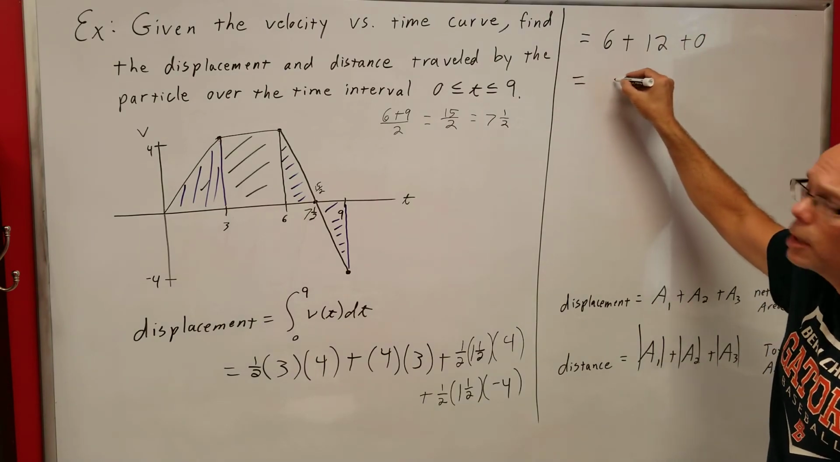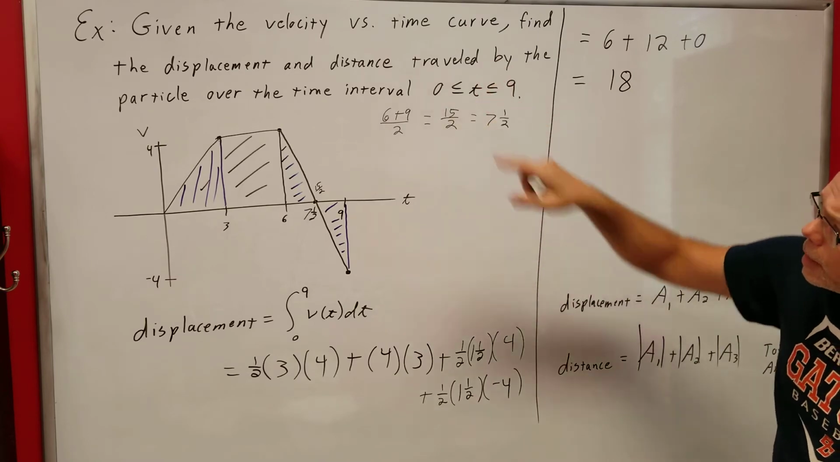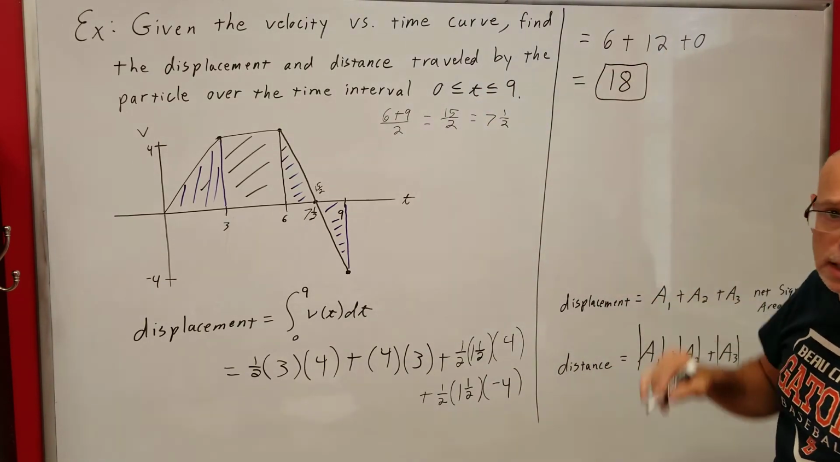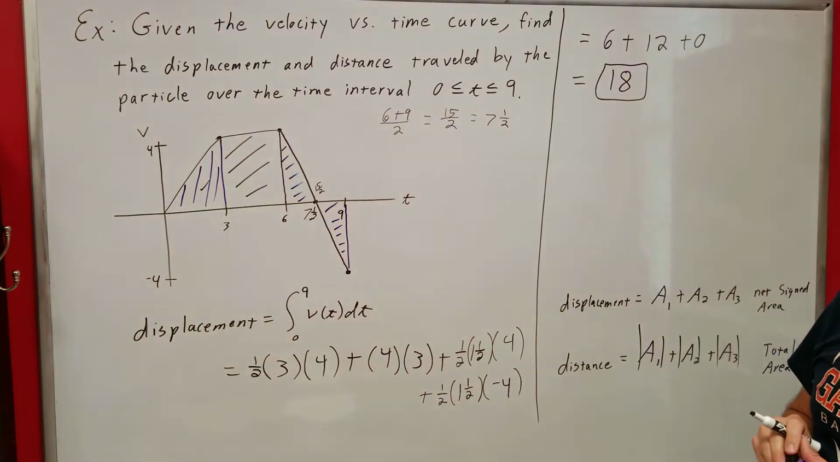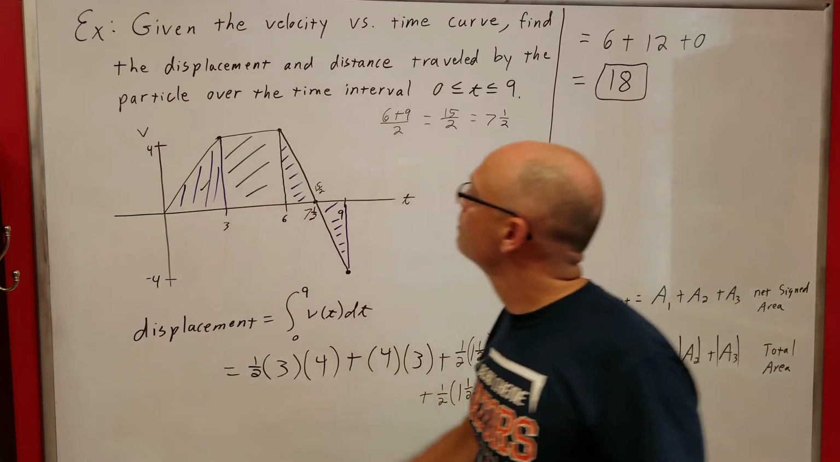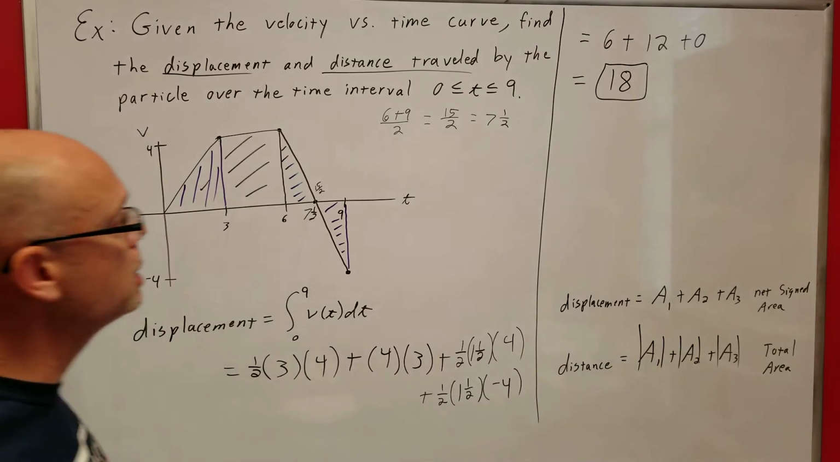Well, what does this give me? 18, right? Now, do I have any units given to me here? No. So I just have to put 18. I don't know if it's inches, feet, meters, centimeters, miles, or what. All right, so I found what? The displacement, but I still need to find what? The distance traveled.